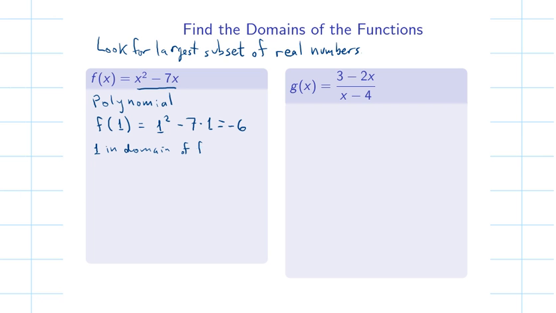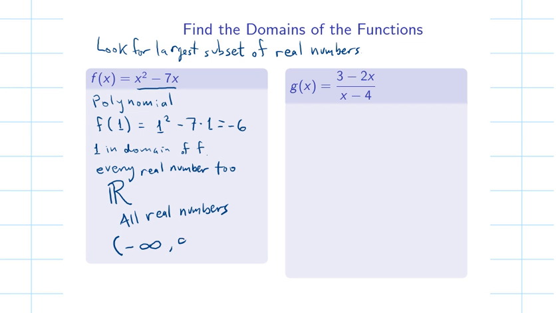So 1 is in the domain of f. Well, there's really nothing that's going to go wrong. So we can see that every real number is also in the domain. So we could either write R like this, the real numbers. We could write all real numbers. And in interval notation, we're going from negative infinity to infinity. And those are 3 ways to write the correct answer for the domain of f.